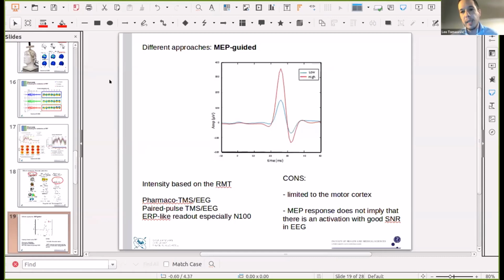It would be somehow the proof that we are stimulating the brain enough to have a response. The limitation of this approach, not really a negative, is that it is limited only to the motor cortex, obviously. And I just added that the MEP response does not imply that there is an activation with good signal to noise ratio in EEG. This is just a speculation.